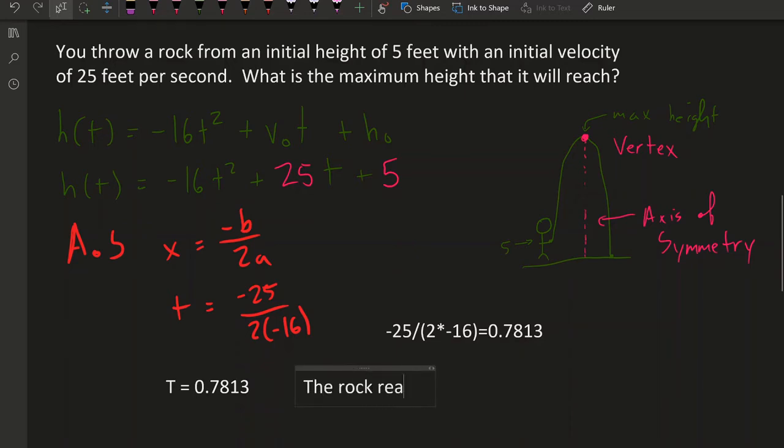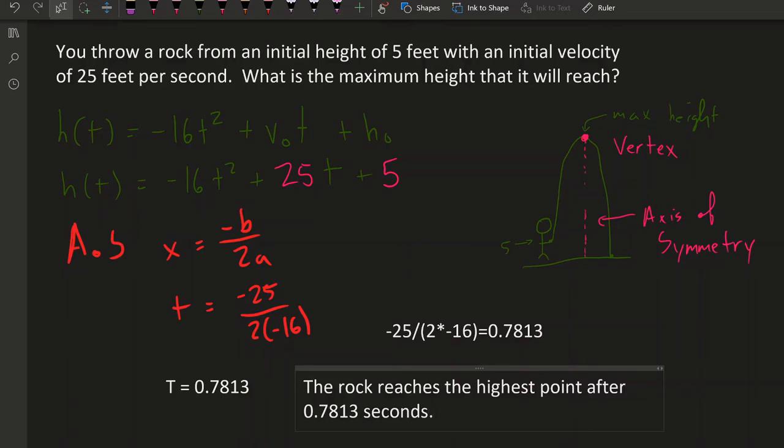I'm just going to write that out. The rock reaches the highest point after 0.7813 seconds. Now, I know when it reaches the highest point, but I need to know what the highest point is. So now all I need to do is take this 0.7813 seconds and plug it into my equation up here.